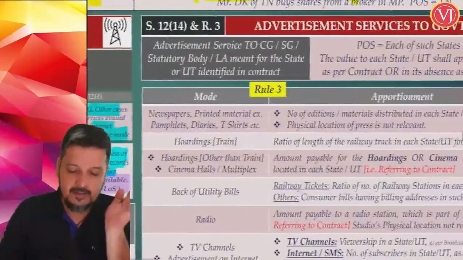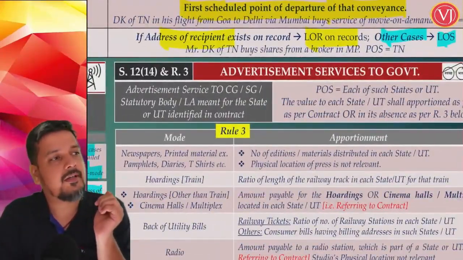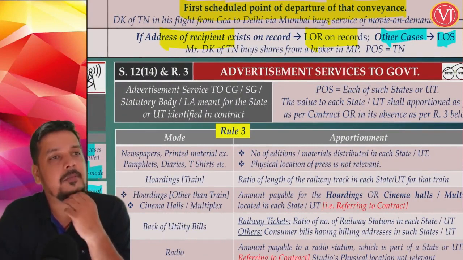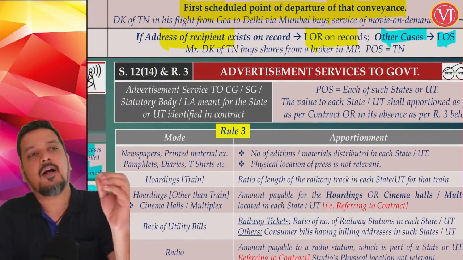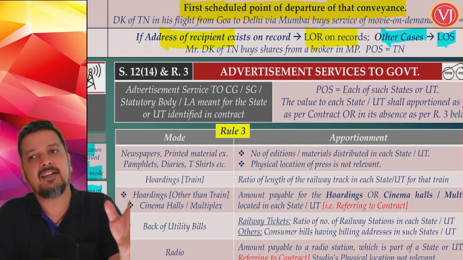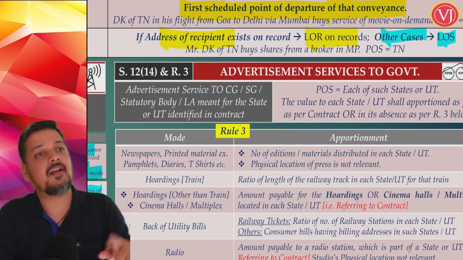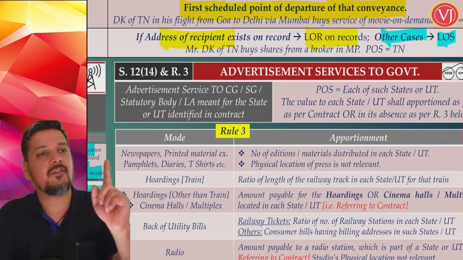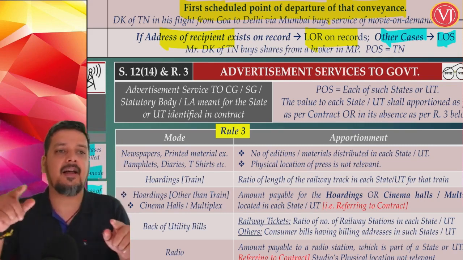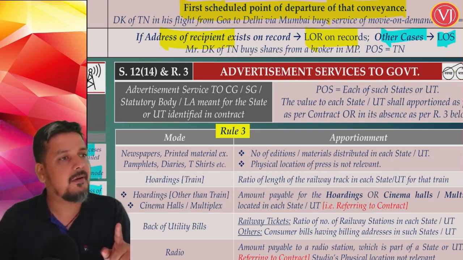And the final category is advertisement services to government. Please understand that if an advertisement is given to a normal private company, be it Reliance Limited or any other private entity, then it is not coming here. It will go to section 12 subsection 2. B2B, location of registered recipient. B2C, address there, location of recipient. Address not there, location of supplier.